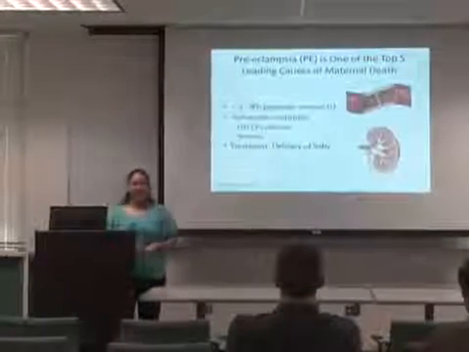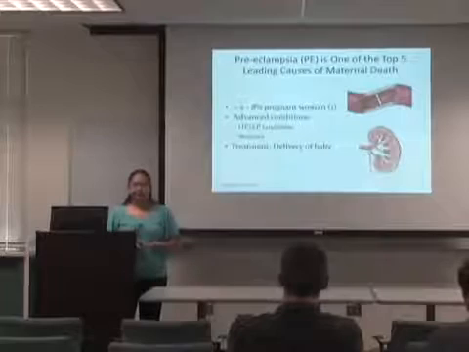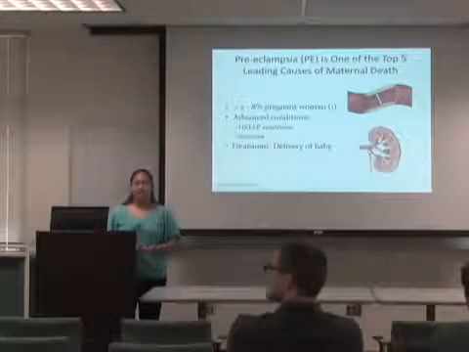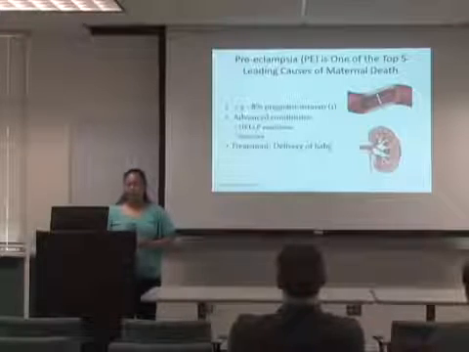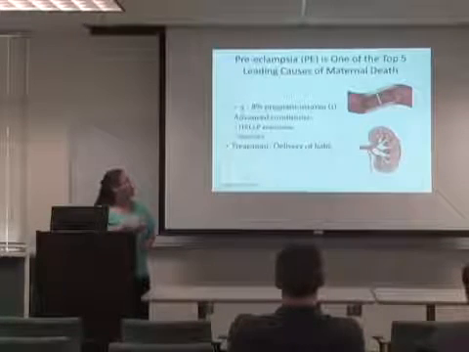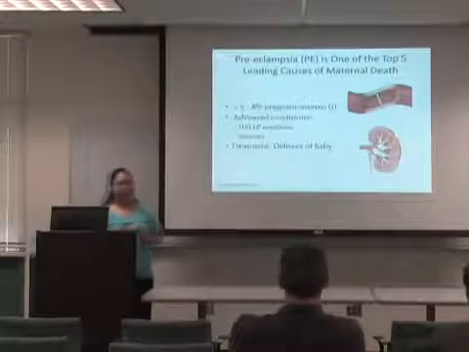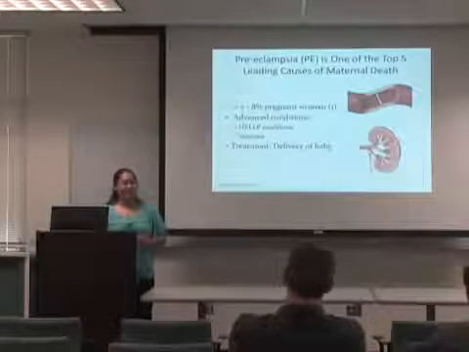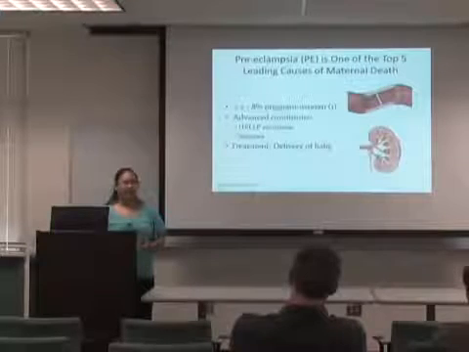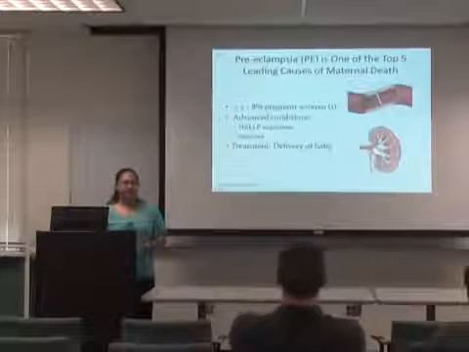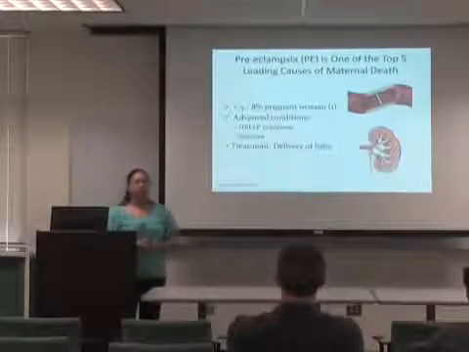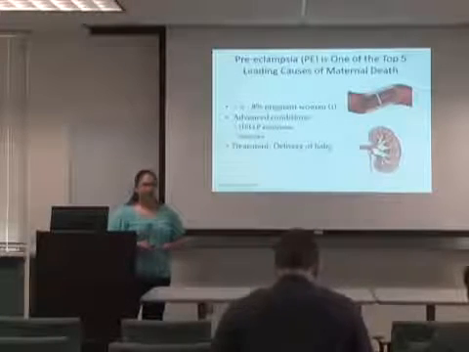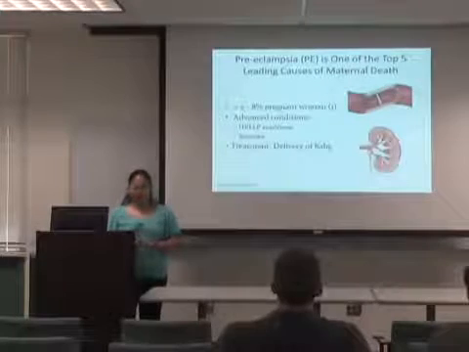So preeclampsia affects 5 to 8% of pregnant women and is the cause of 18% of maternal deaths in the US alone. Clinical symptoms of preeclampsia are hypertension and excess protein in the urine. Advanced conditions of preeclampsia are hemolysis, elevated liver enzyme, and low platelet count, or HELLP syndrome, or the mother can succumb to seizures. The only treatment available for preeclampsia is to prematurely deliver the baby.